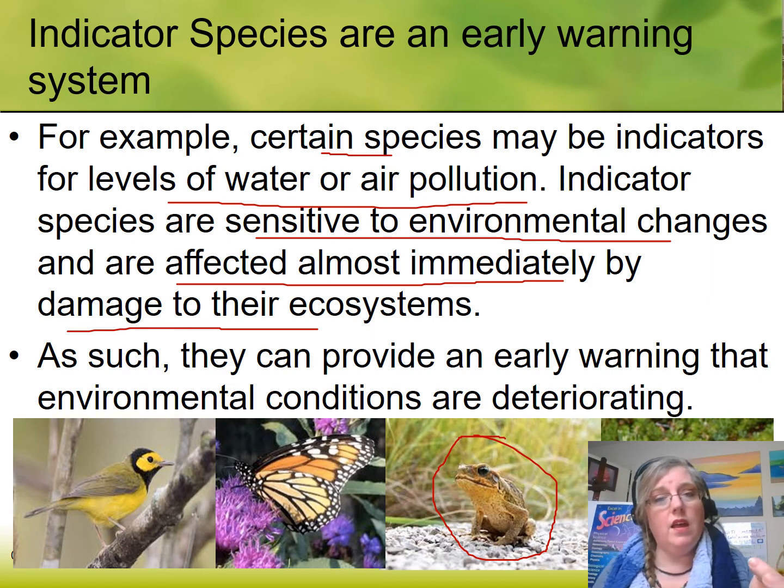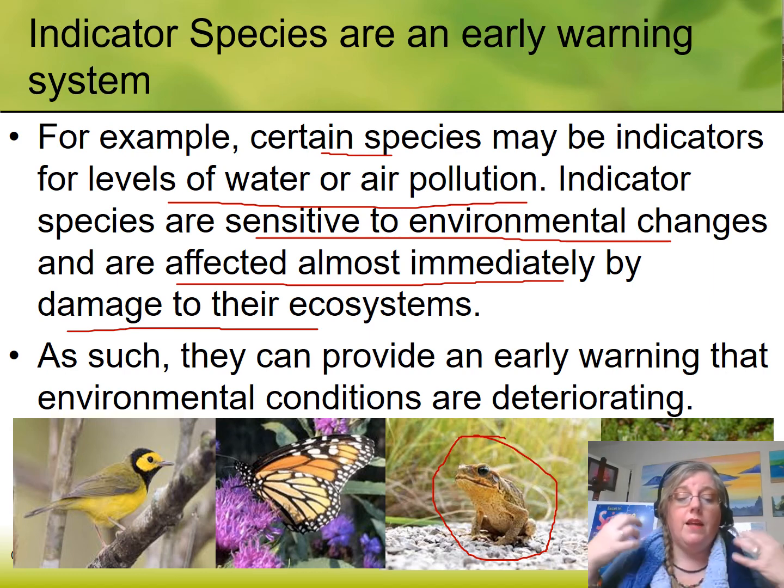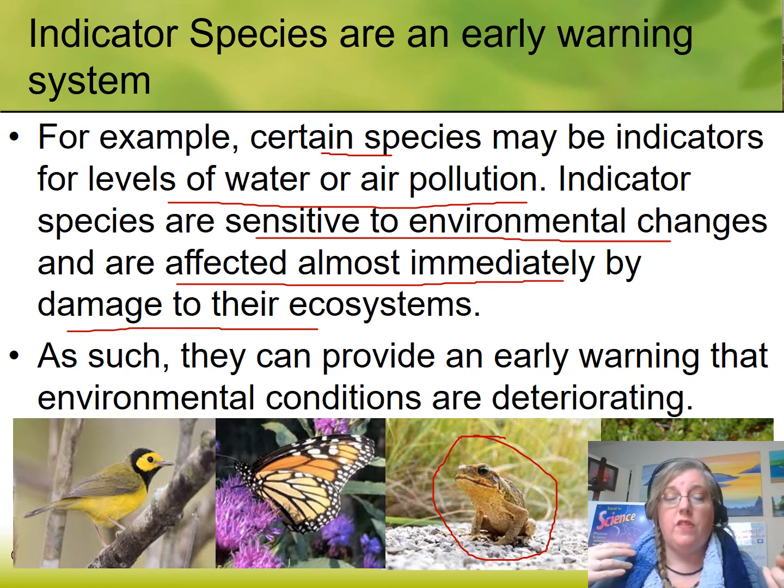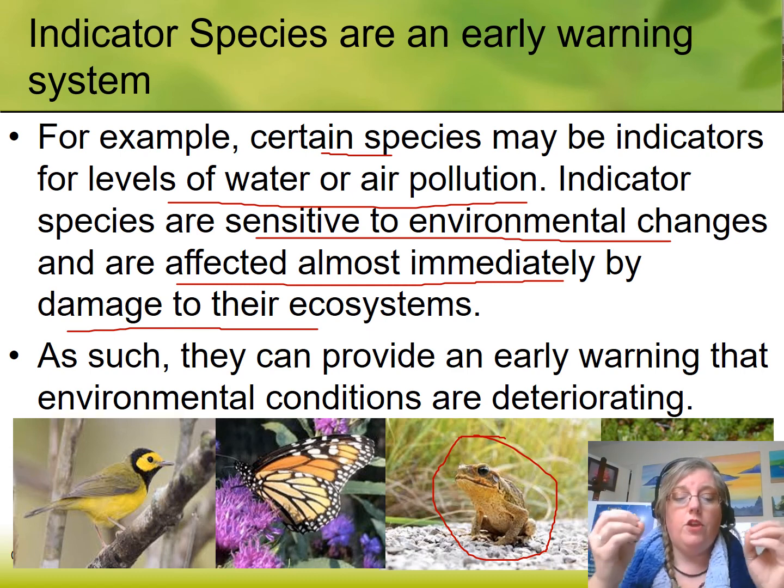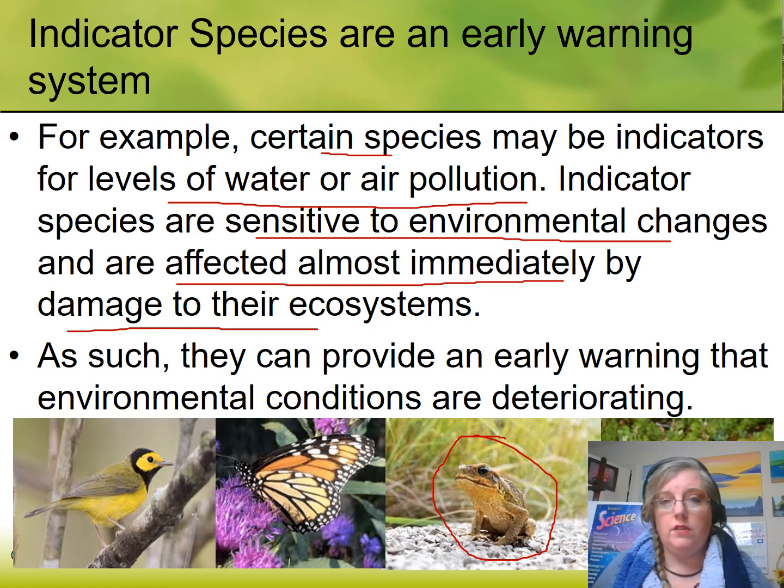Do you remember the case study where the lady was studying the frogs at the beginning of the chapter? Frogs are an indicator species because their skin is moist and they breathe through their skin. If there's pollution or damage to the environment, they're going to know. It's going to make them sick. If they have a chance, they'll leave, but most likely they're going to die. So if you had an ecosystem that had tons of frogs in it, and then all of a sudden all the frogs are gone, something happened to your ecosystem. They indicate that the environmental conditions are deteriorating.